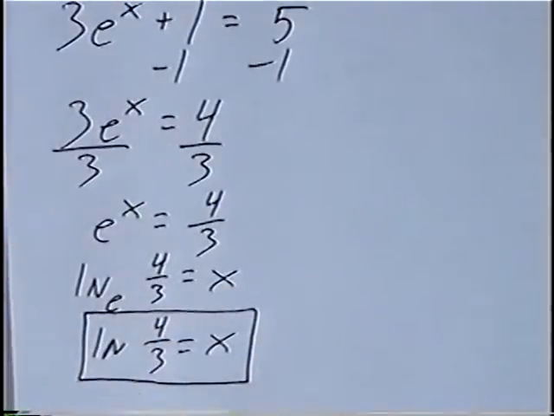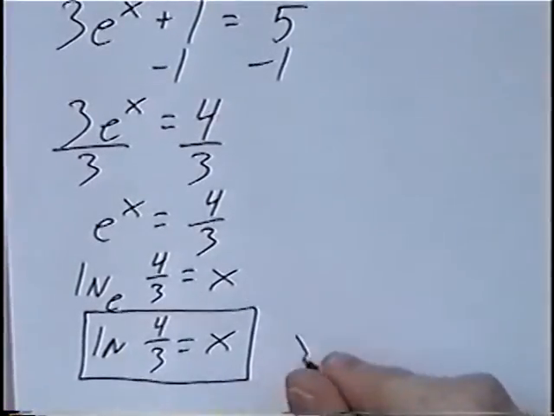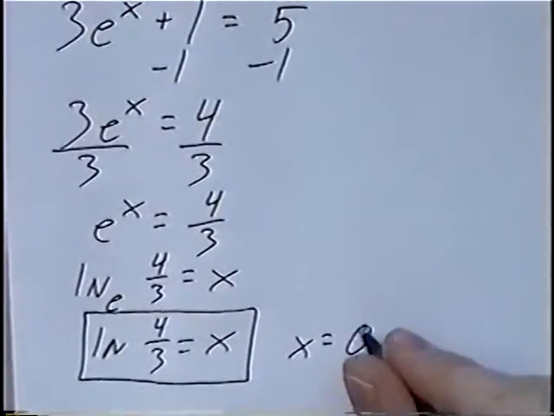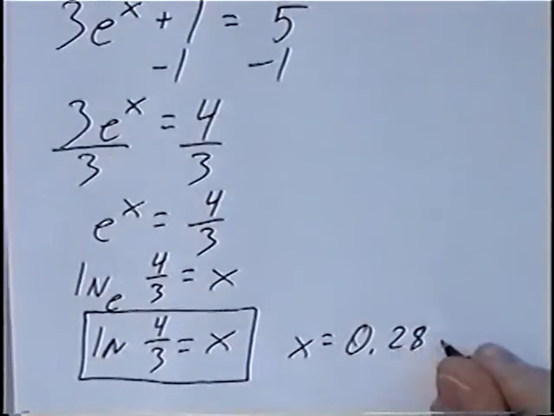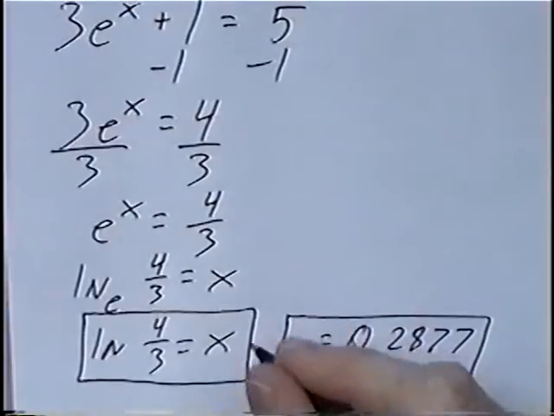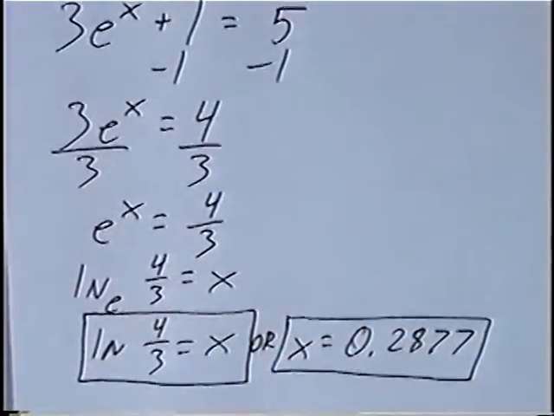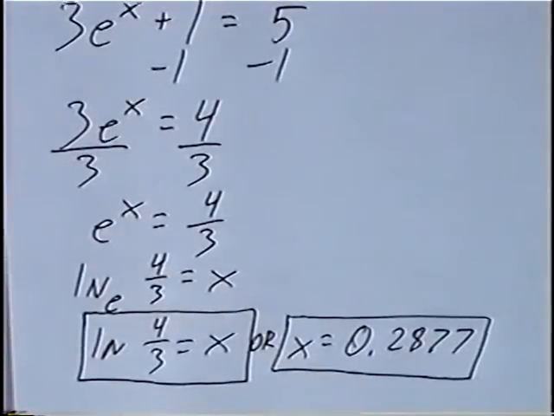If you wanted to, you could use a calculator to find the natural logarithm of 4/3. That decimal would be x equals 0.2877. So the answer to the question, natural logarithm of 4/3, or the decimal 0.2877.